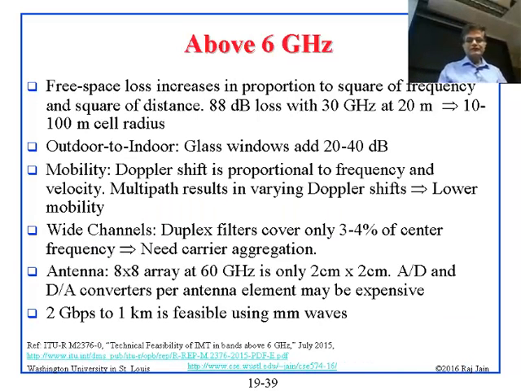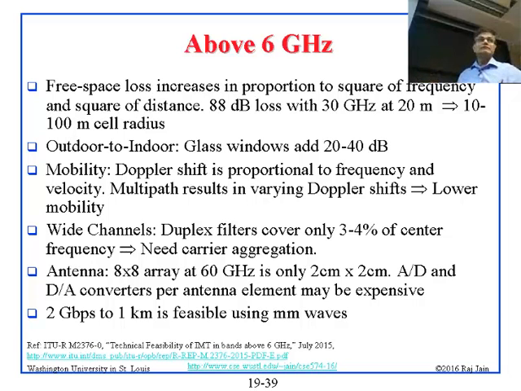So above 6 gigahertz, there is a whole ITU study which talks about what happens above 6 gigahertz. The main problem, we already know all this, so I'm going to just repeat it quickly because we have discussed this before. The loss increases very fast with the frequency. So it cannot go very far, like 100 meters it can go. And if you go from outdoor to indoor, the windows kill it. So you cannot go too much.